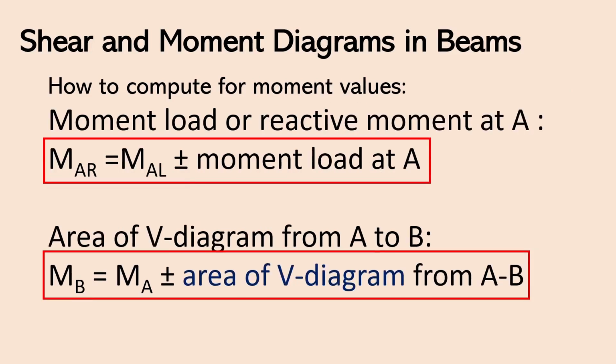And then for moment values, the right moment value is the moment value at the left and then plus or minus the moment load at A. However, this won't affect our shear diagram, only our moment diagram. And then let's say we have 2 points A and B. To get the moment value at B, we have to add the moment value at A and the area of the shear diagram from A to B.